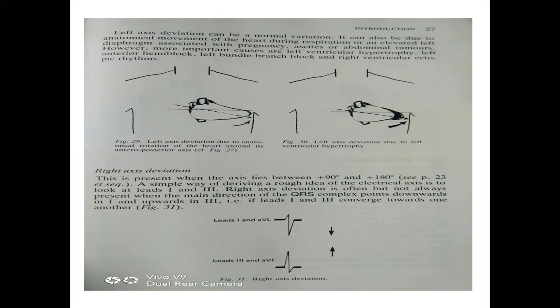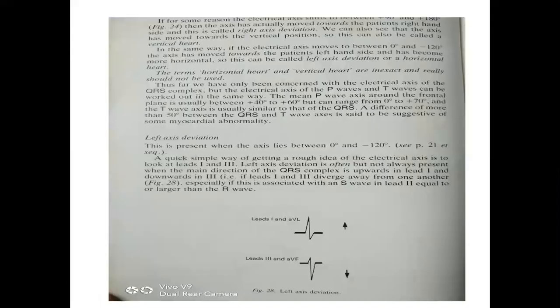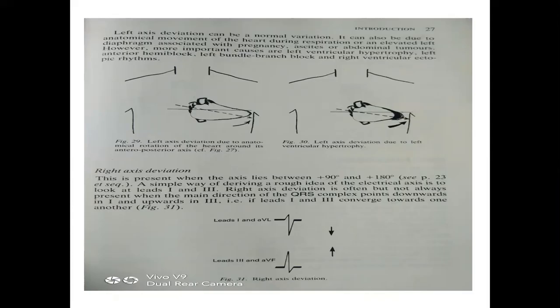Sir, when both the points are leaving, then it's left axial deviation, and when they are meeting, then it's right axial. Reaching is for R, and leaving is for L. Do you understand the concept?